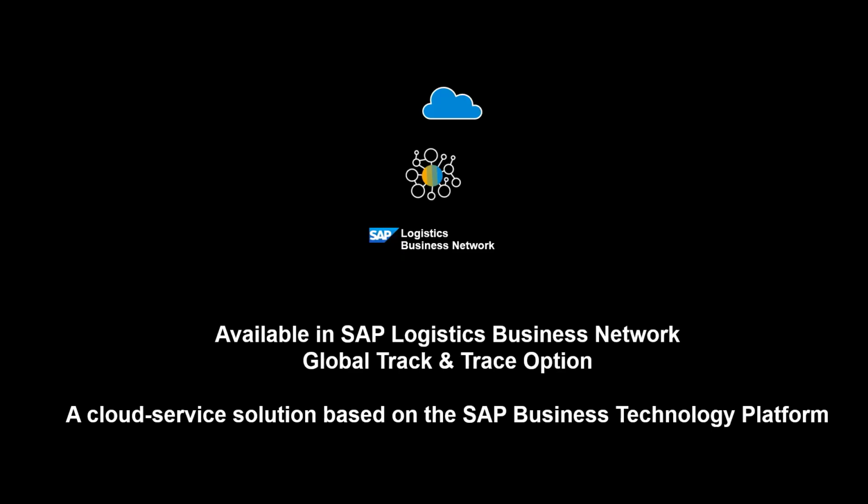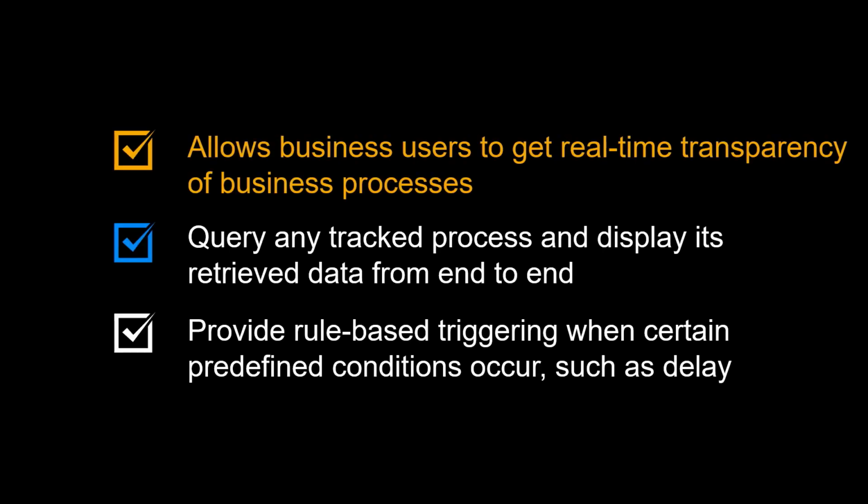The functionality shown in this video is available in SAP Logistics Business Network, Global Track and Trace option. It is a cloud service solution based on the SAP Business Technology Platform. Let's recap the benefits provided by GTT. It allows business users to get real-time transparency of business processes. They can query any tracked process and display its retrieved data from end to end. GTT provides rule-based triggering when certain predefined conditions occur, such as delay or damage to goods. The rules can also trigger follow-up activities such as sending emails to users or updating back-end systems.